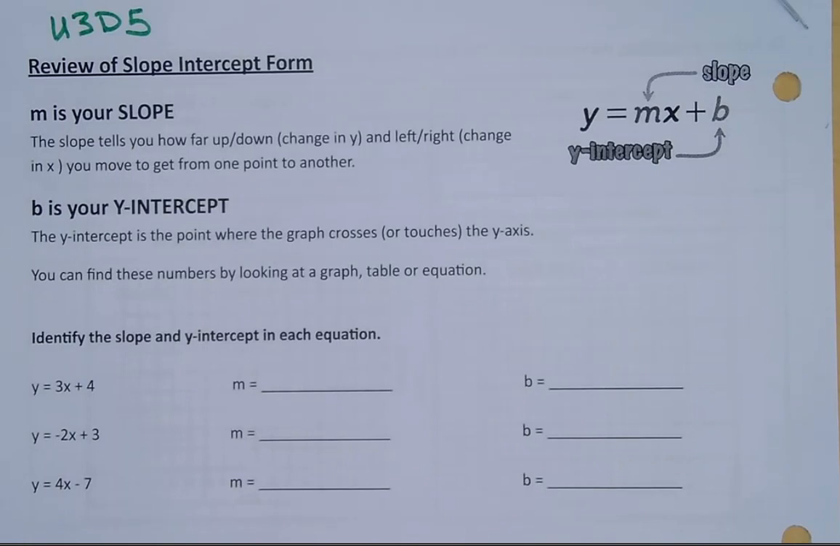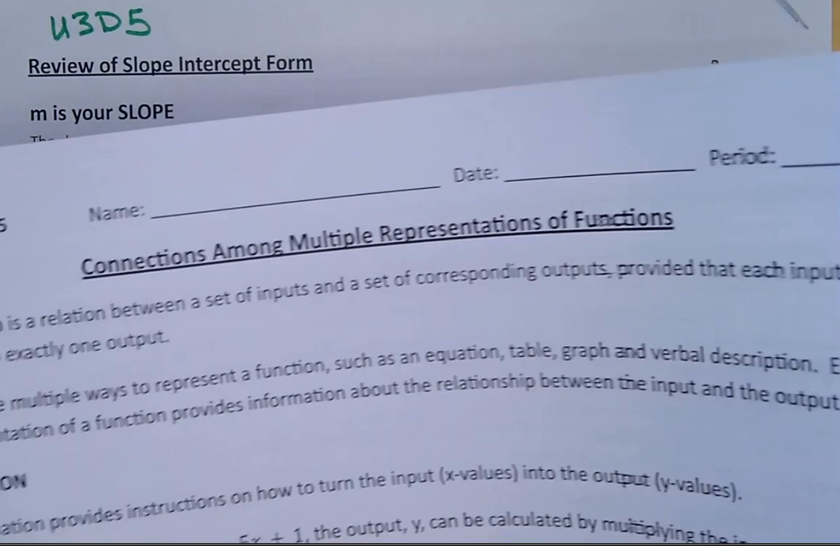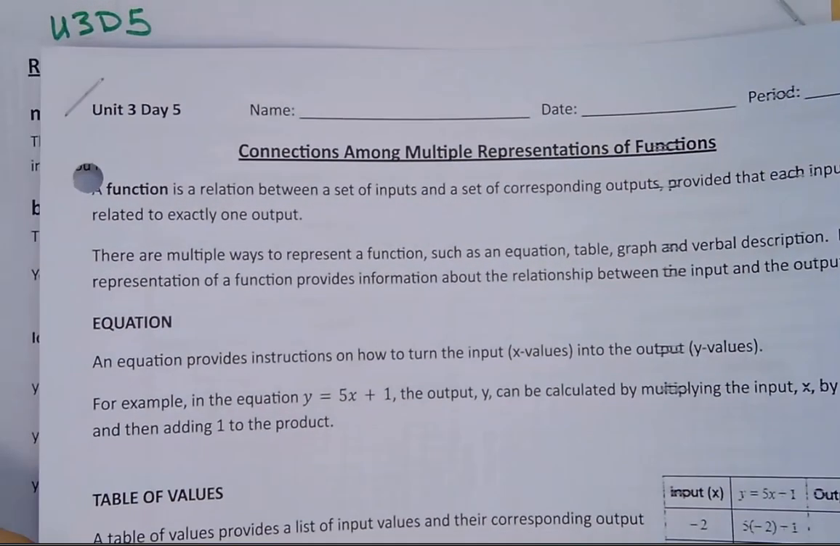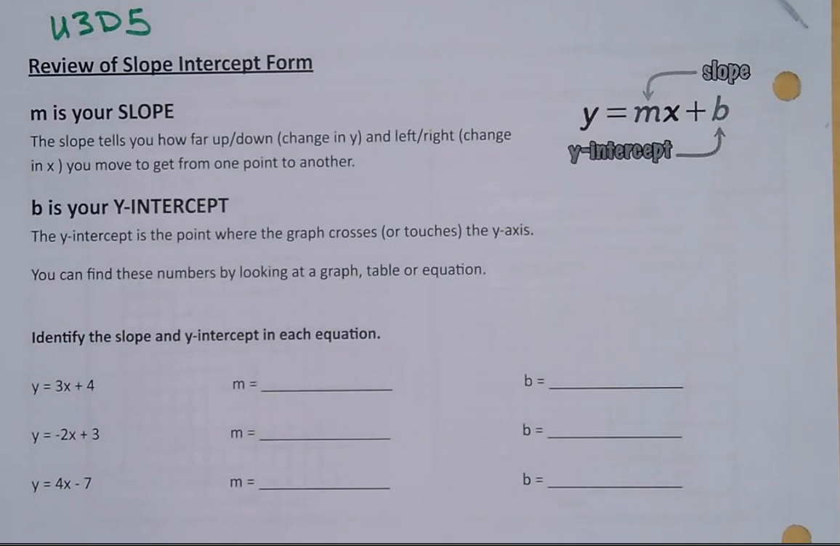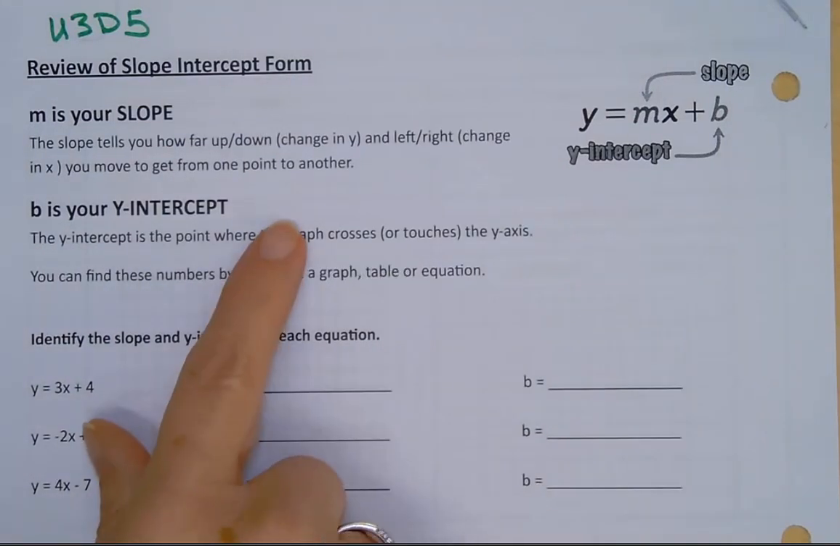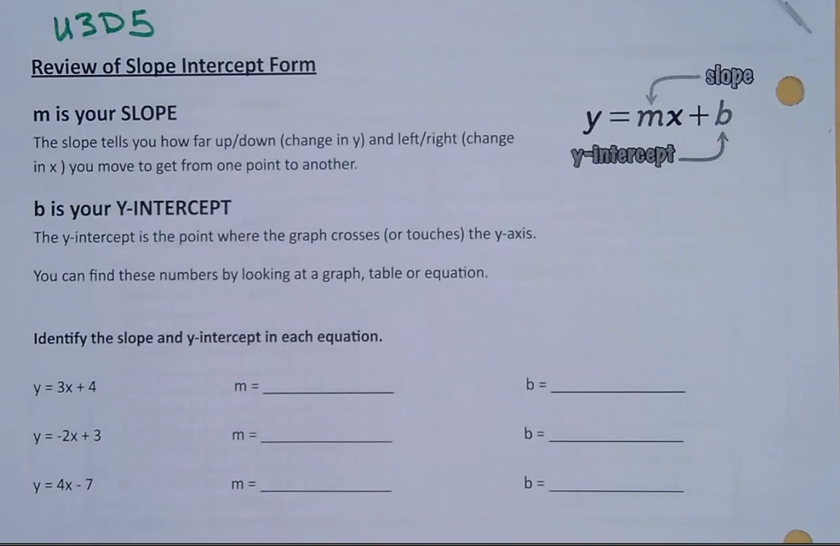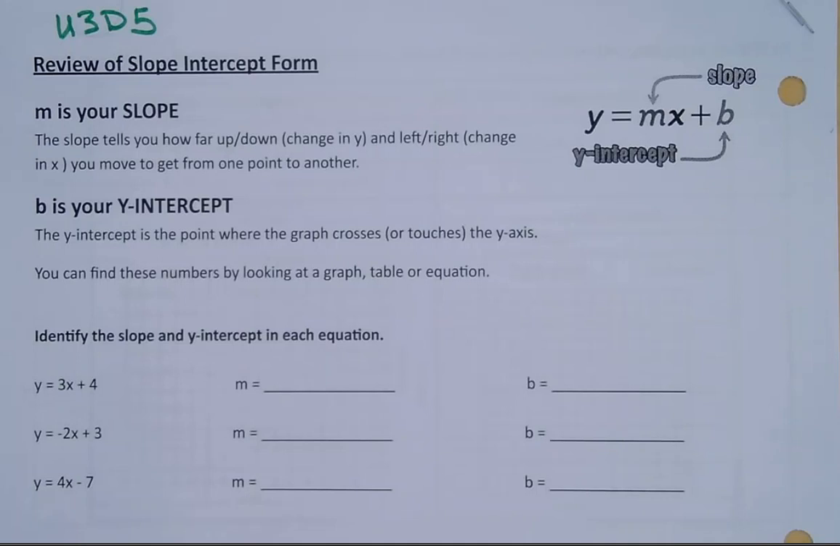It's a different video. Our notes actually start differently. I'm going to go to the very back of the notes. These are our notes that start with connections among multiple representations of functions, but I flipped that whole packet over. This is the very last page, because I feel like a quick review of slope-intercept form and finding slope and finding the y-intercept is going to help us remember how to handle the notes that we're getting.